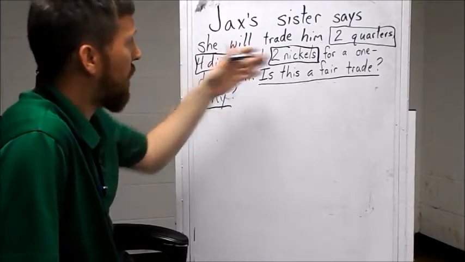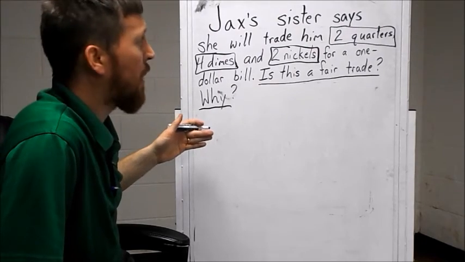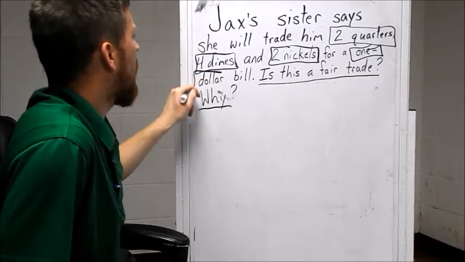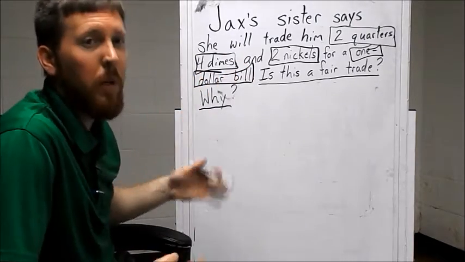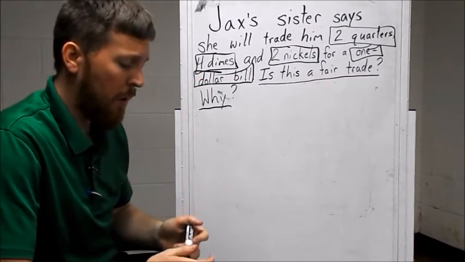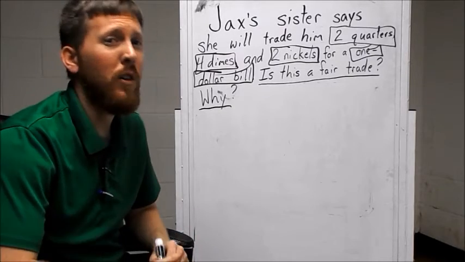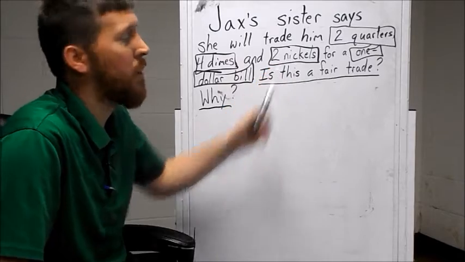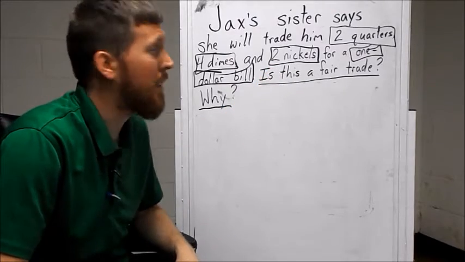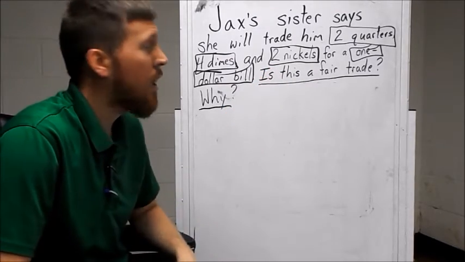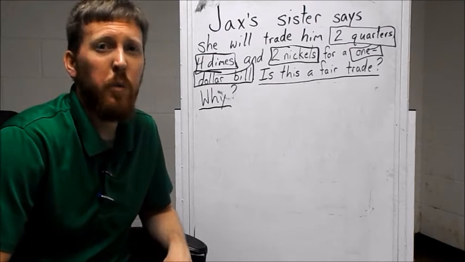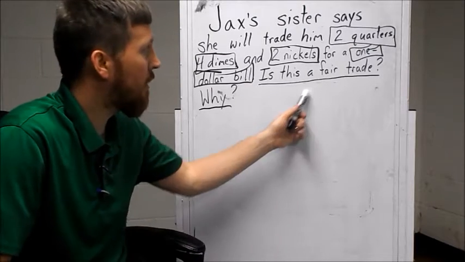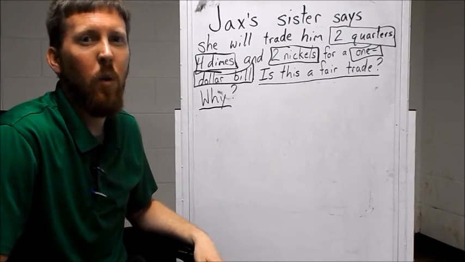And then it wants to know if this is going to be a good enough trade, or a good enough value to trade for a $1 bill. Obviously, a dollar bill is worth $1. In order to figure this out, I first need to figure out how much the 2 quarters, the 4 dimes, and the 2 nickels add up to, because I know what a dollar equals. Your job is to work this problem out, go to Google Forms, and tell me, is it a fair trade, and then why or why not.